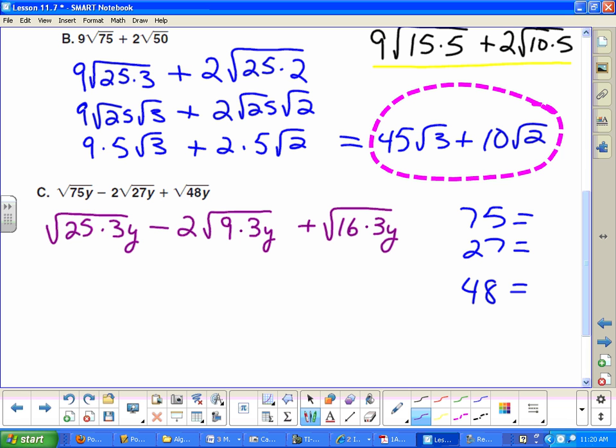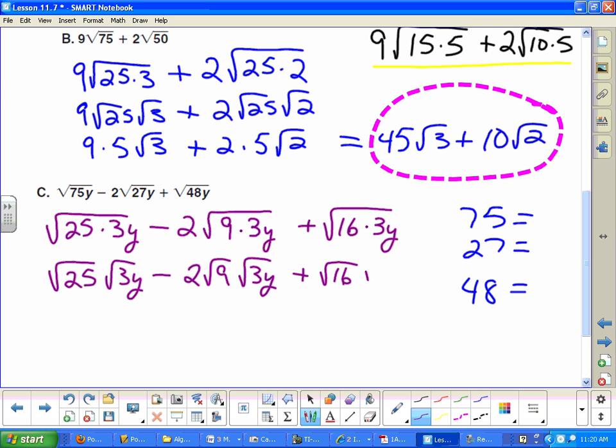Now, how many of you are comfortable moving on here? We don't need to pull them apart. How many people would like us to pull them apart and write them as separate things all the time? It's okay if you do. All right, Justin, sometimes. So let's go ahead and do that. So we have the square root of 25, square root of 3y. If you don't need to go to this step, it's okay. Don't do it then. 2 square root of 9, square root of 3y. Plus square root of 16, square root of 3y.